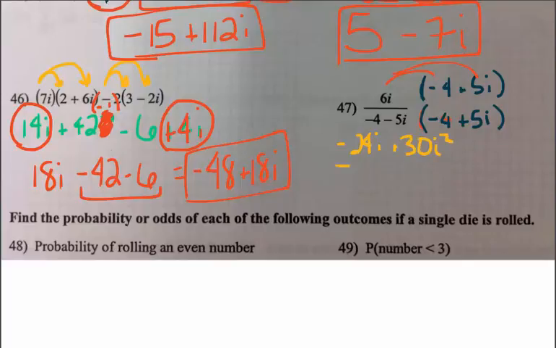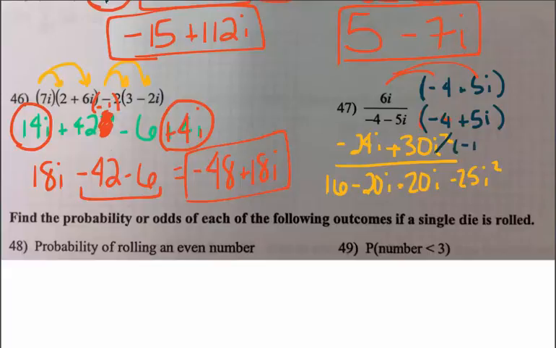And if I FOIL the bottom pieces, then I get positive 16 minus 20i plus 20i minus 25i squared. So we got to fix a few things. It looks terrible. I know we're trying to get it out of the bottom. We just made it worse. Here's how we can fix it.